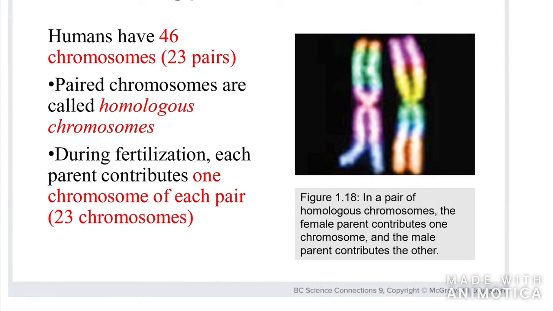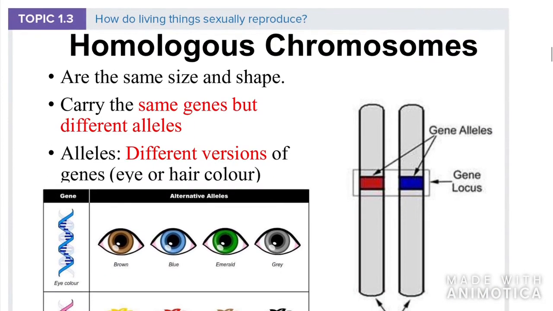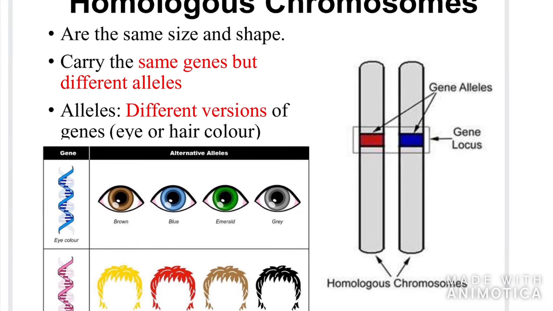A common one for this is Down syndrome, where they actually are given a 24th chromosome, usually from the mother, but not always. So homologous chromosomes are really interesting because they are the same size and the same shape, and they carry the same genes. But they may not be the exact same version of that gene. Different versions of genes are called alleles. And yes, it's a really weird name, alleles. And these are just different versions of that gene.